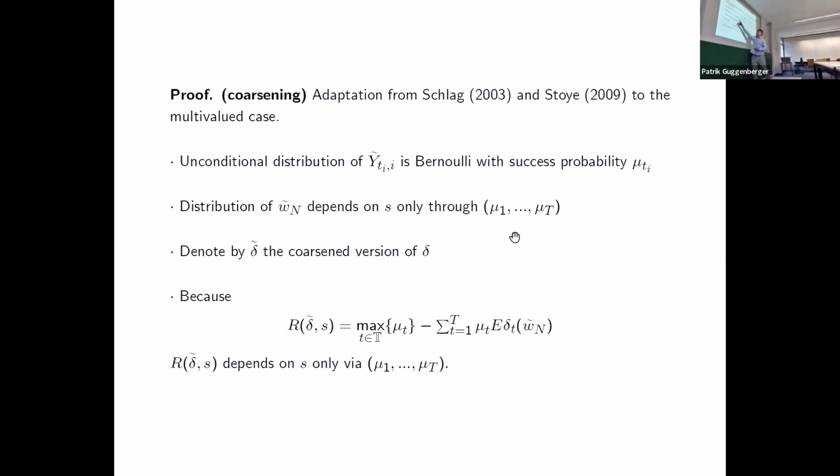We have said that the coarsened sample depends on S only through the mean vector. And what else is here? Well, the coarsened sample, and otherwise we only have the mu's, right? Nothing else related to S appears here. So the regret of the coarsened sample for given S depends on S only through the mean vector, because the distribution of the coarsened sample depends on S only through the mean vector. So all very trivial steps.